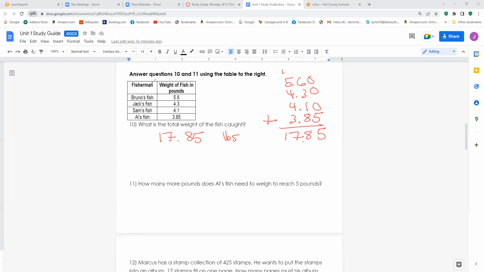How many more pounds does Al's fish need to reach 5 pounds? So basically we're going to take 5 and from it we're subtracting 3.85. So I'm going to fill in my missing spaces with zeros. That'll help me remember I got to borrow. So this becomes a 10, this becomes a 9, and this becomes a 4. So 10 minus 5 is 5, 9 minus 8 is 1, and 4 minus 3 is 1. So the answer is 1.15 pounds Al needs in order to reach 5 pounds.